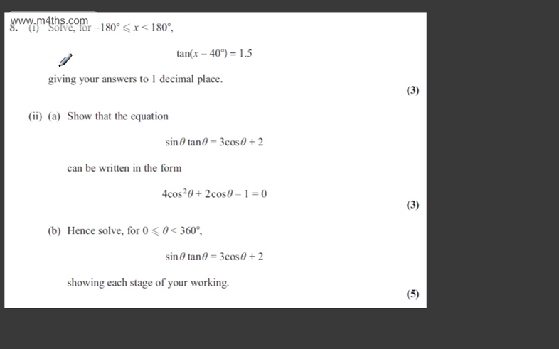This is question 8. In part 1, we're asked to solve for x between minus 180 degrees and positive 180 degrees. Tan of x minus 40 degrees is equal to 1.5, give our answers to one decimal place. The question carries 3 marks. The first thing I'm going to do is write that x minus 40 degrees will be equal to the inverse tan of 1.5. We're going to go ahead and find a principal value and then consider subsequent solutions.